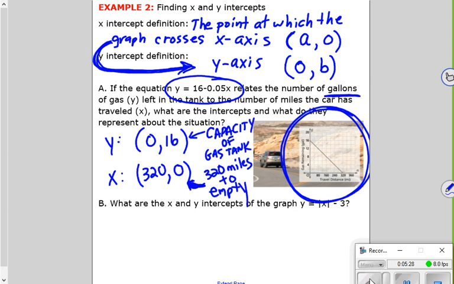So we have some student volunteers here. One explained that (0, 16) has to do with the range of the function, and it's the capacity of the gas tank. It's how many gallons of gas it holds. Right when you leave the gas station and you fill up, you've done 0 miles and you have 16 gallons. Another student said that 320 miles, or x, is how long you could drive until you run out of gas.